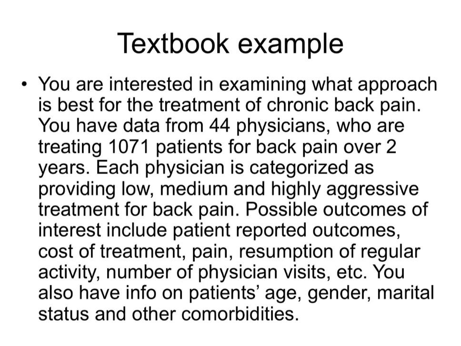So let's return to our example. We could use each of the 4 types of regression models to examine outcomes of interest here. For example, we could use linear regression if our outcome was cost of treatment. Logistic regression could be used if the outcome was resumption of regular activity, yes versus no. Survival analysis could be used to model time to resumption of activity, and Poisson regression could be used with an outcome of number of physician visits, which is likely to be skewed to the right.